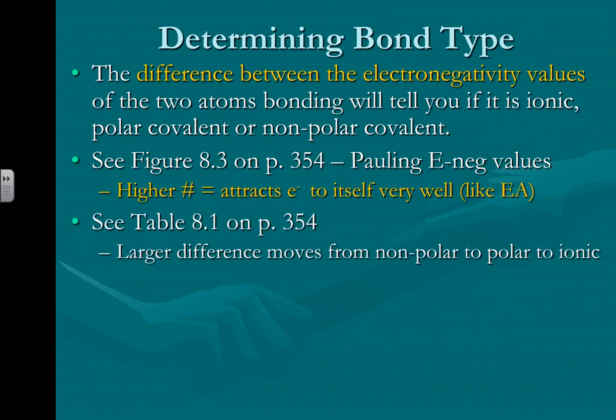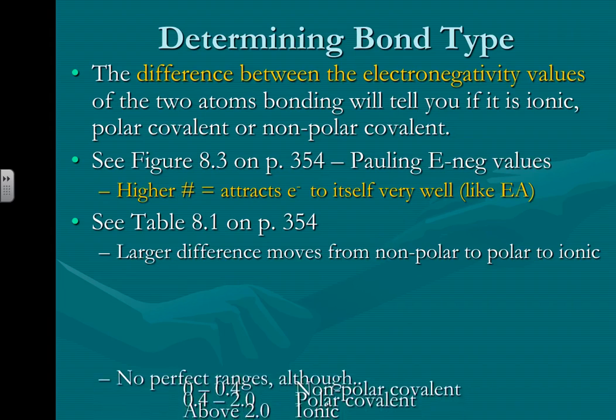If you just take a look on the same page, table 8.1, the larger difference moves from being nonpolar to polar to ionic. So what you end up doing is comparing the two atoms on the Pauling scale. So for instance, if you compare carbon at a, what is it, a 3.0? I'm not looking at any values right now. Versus fluorine, I know, is a 4.0. You can see that they have an electronegativity difference. Hydrogen is a 2.1. If hydrogen bonds with fluorine, which is a 4.0, that's a very big difference in electronegativity.